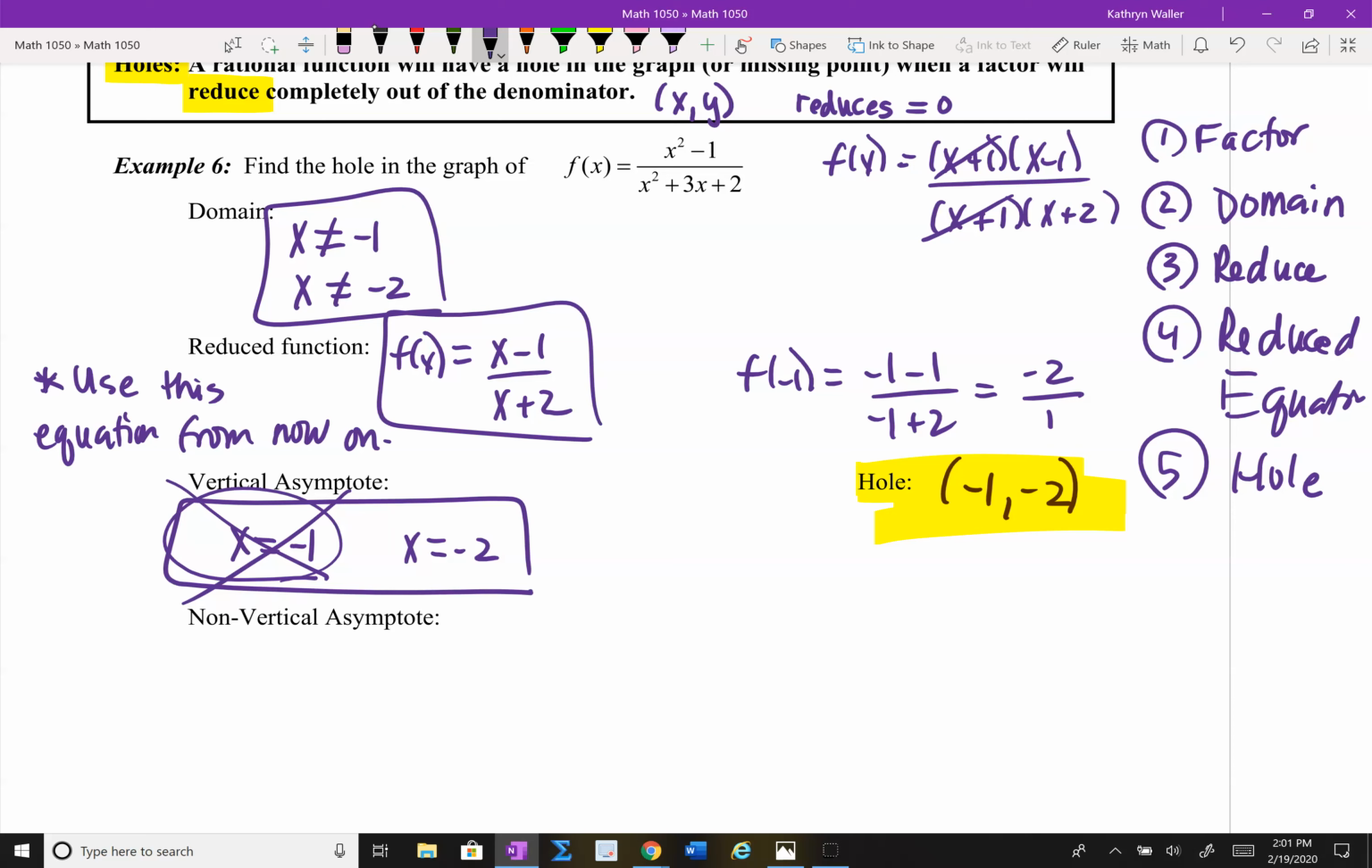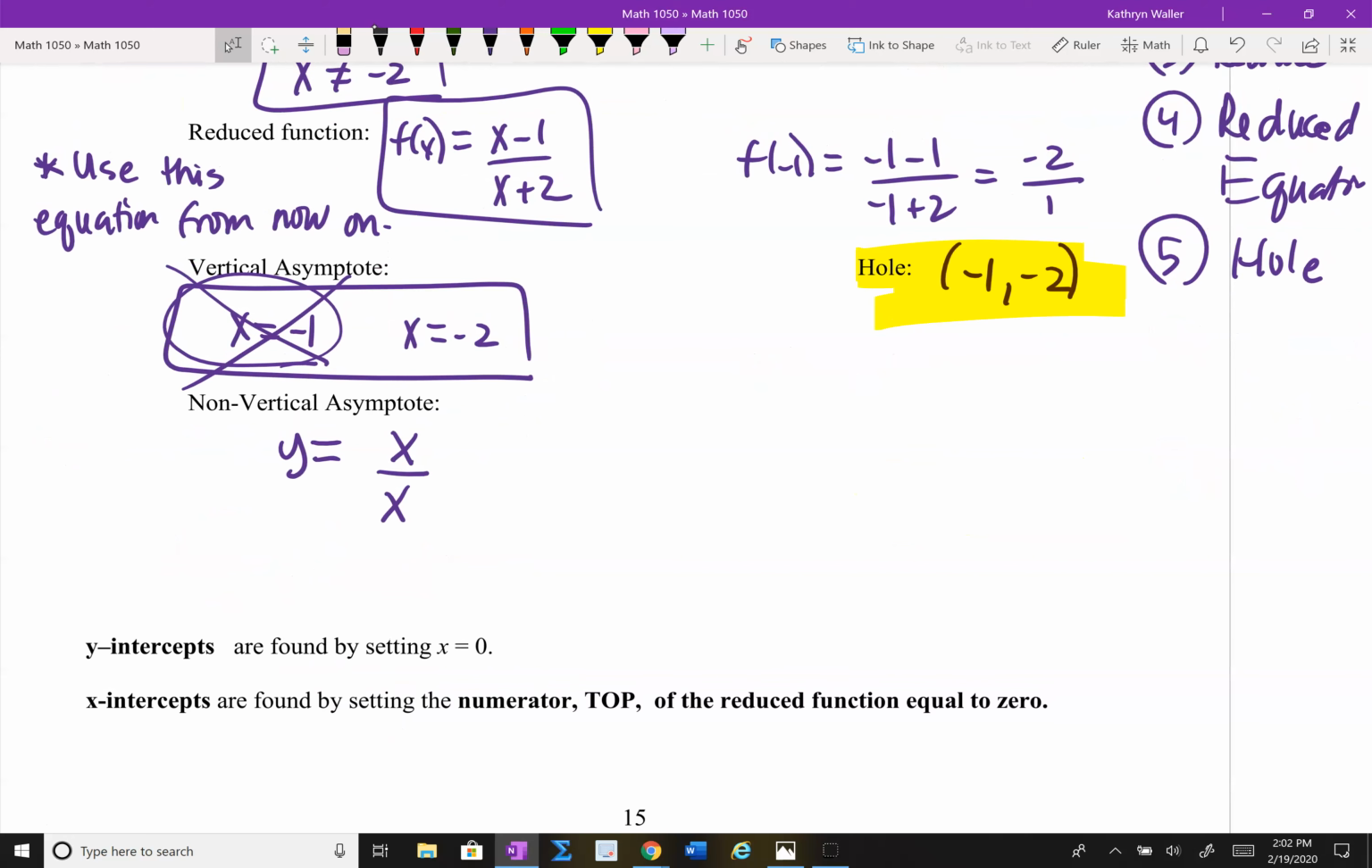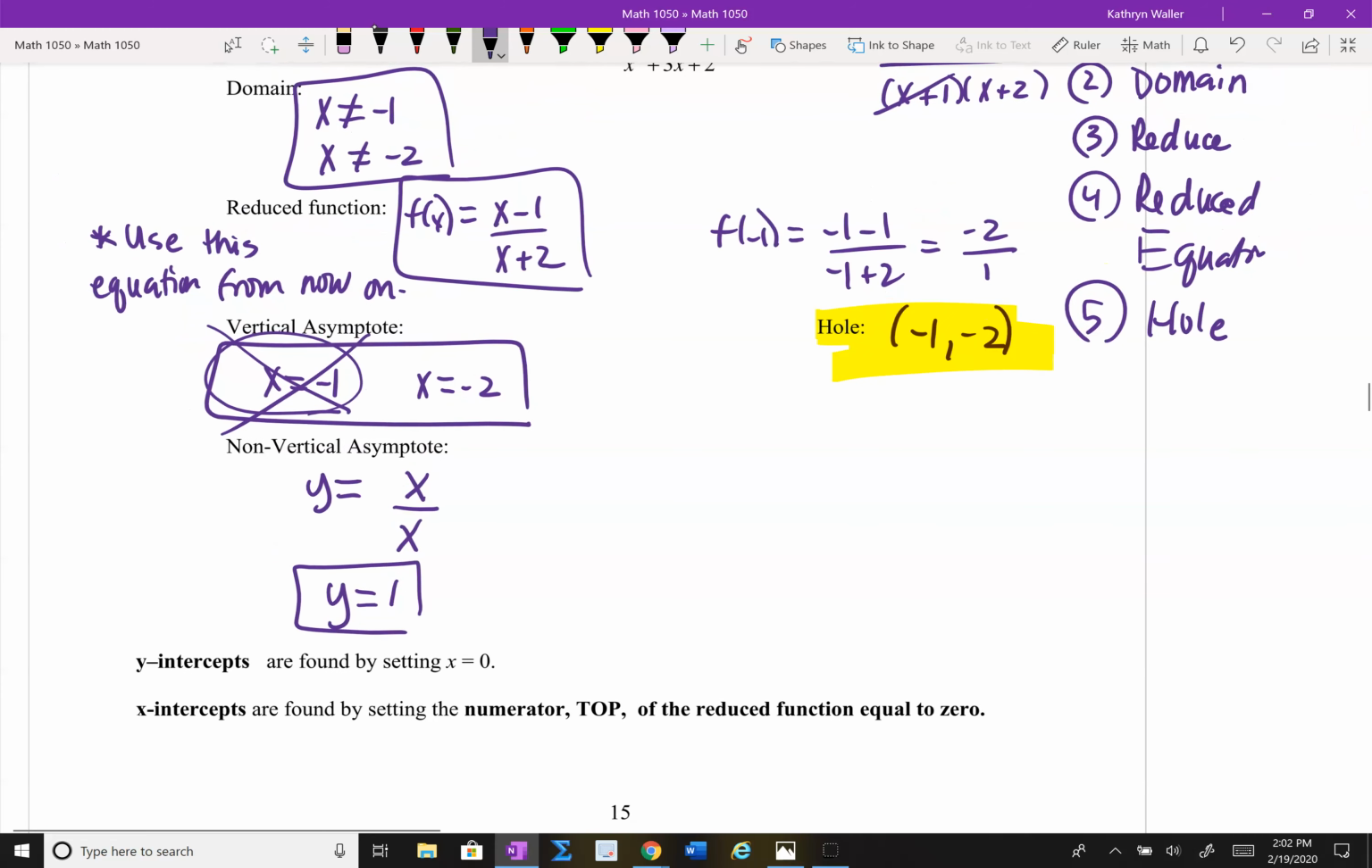Non-vertical. How do you do non-vertical? How do you do it? Biggest over biggest, right? So it's going to be y equals x over x. I used my reduced equation. That's the best scenario. When they're the same, it's so easy. That's just going to give me y equals 1. Done. That's it.